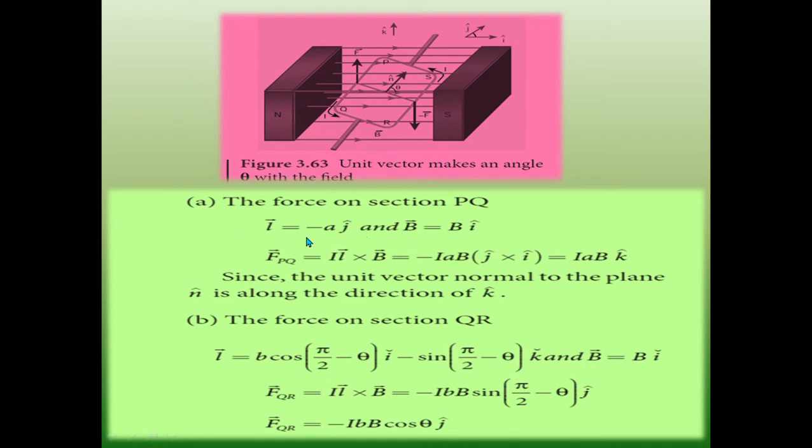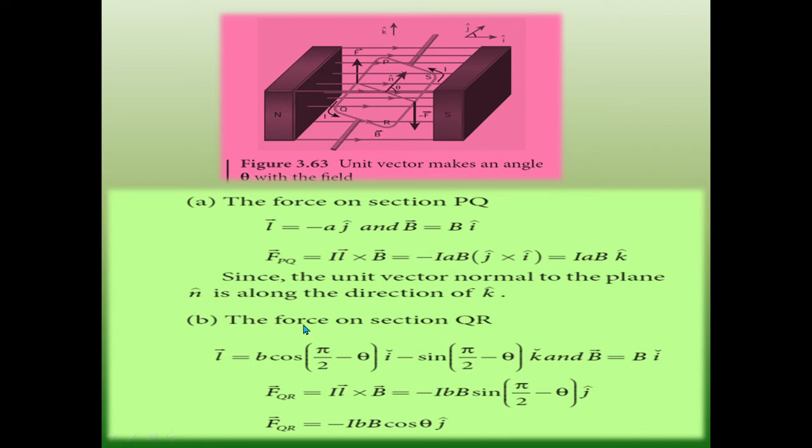L vector is equal to minus a J cap and B vector is equal to B I cap. Similarly, the force acting along the PQ vector is F = I L vector cross B vector. Substituting these two values, we obtain minus I a B (J cap cross I cap). J cap cross I cap is nothing but minus K cap. So minus into minus is plus, and that is why I a B K cap. Since the unit vector is normal to the plane, n cap is along the direction of K cap.